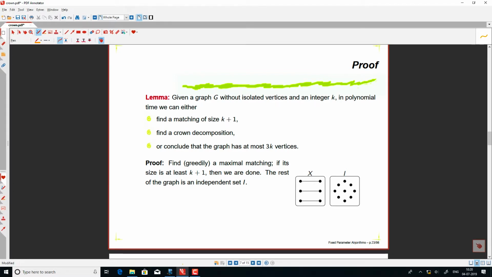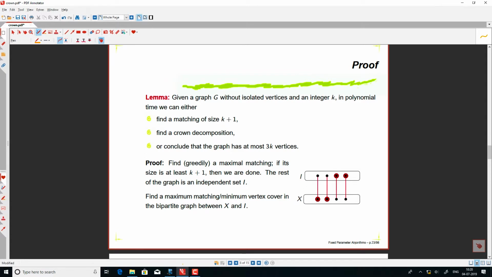If its size is at least k plus 1, I have produced a matching of size k plus 1, I can stop and we are done. And the rest of the graph we know is an independent set because it's a maximal matching. If there were an edge here, I would have added it to the matching. So let's call X the set containing these matching edges' vertices, and I the independent set. I found this greedily, so it's a fast algorithm.